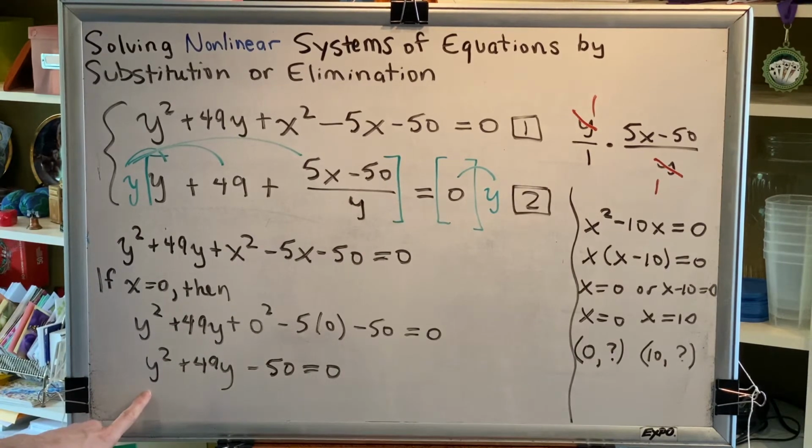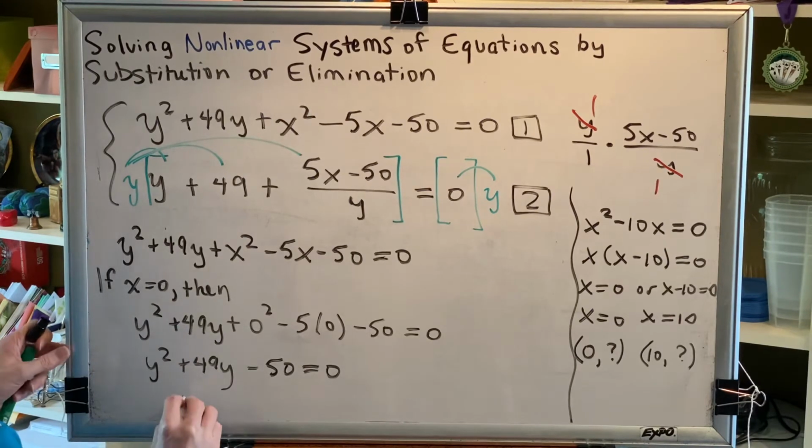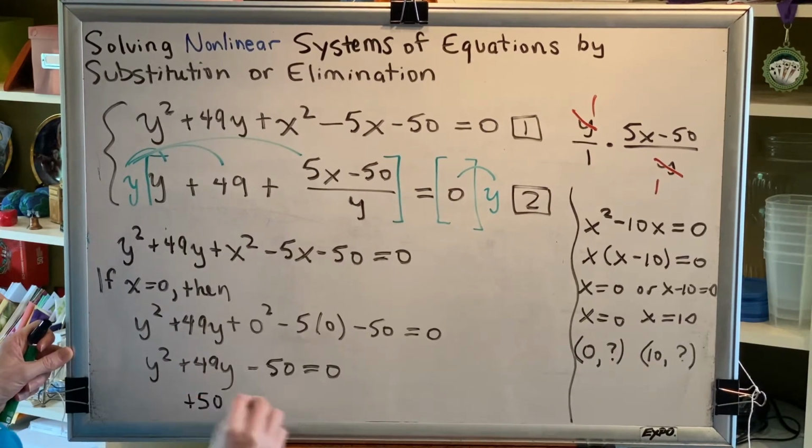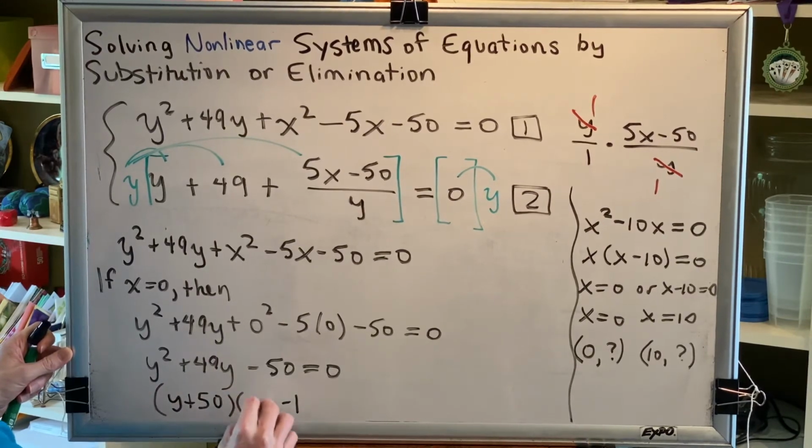I notice that my variable squared term has a coefficient of 1, so this is a simple trinomial. My terms are already in descending order, there's no GCF, so I just need two numbers that multiply to make negative 50, but add to make positive 49. Those numbers would be positive 50 and negative 1. Put a y in front of each one and you've got your factors.